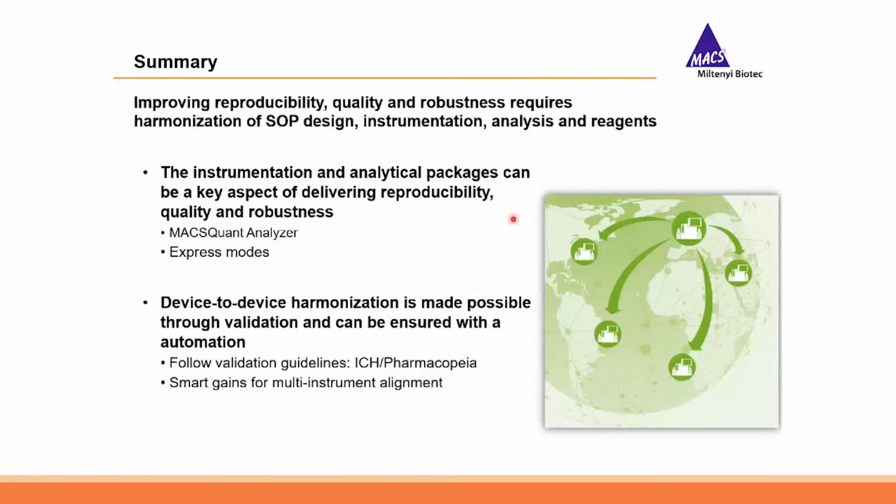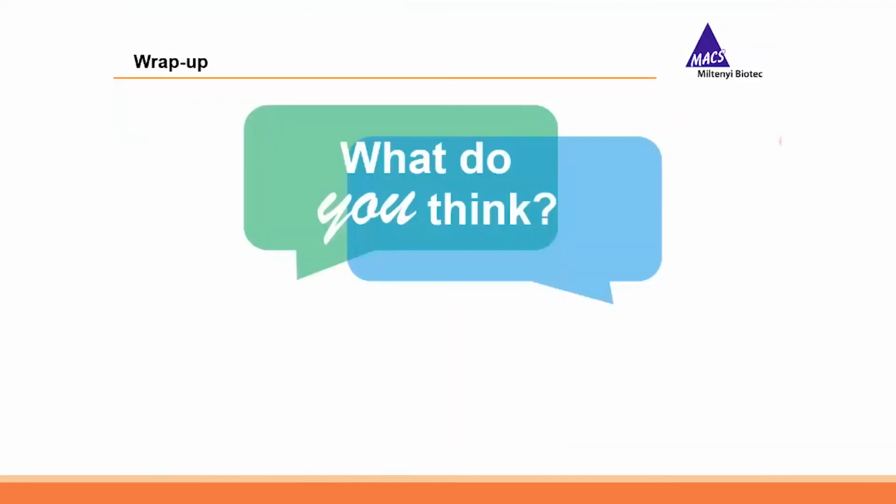The device-to-device harmonization is made possible through validation, so that's the key upfront piece, but it can be ensured and made simpler with automation. And so, of course, follow the guidelines from the ICH and the Pharmacopoeia as they relate to method validation, but using a tool like SmartGain to help with the alignment piece is something that we believe is a step forward into the next generation of multi-instrument harmonization.